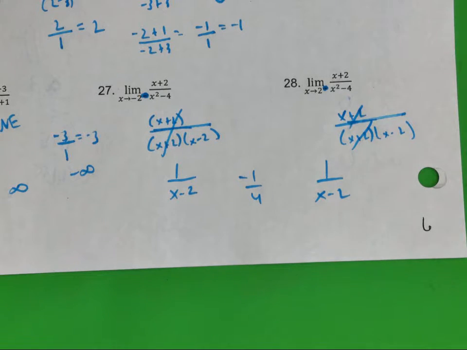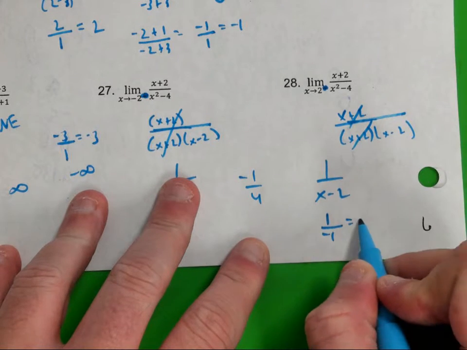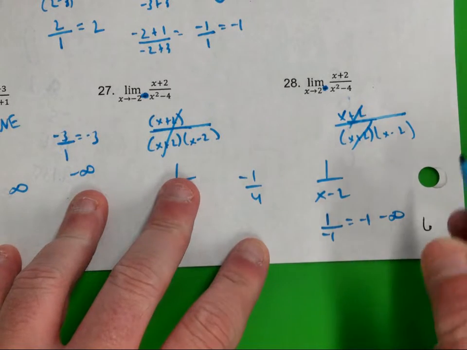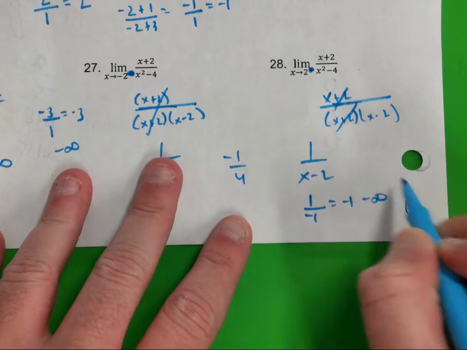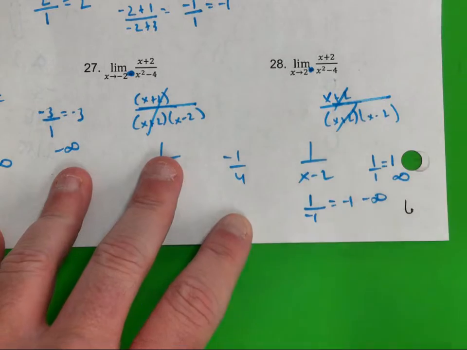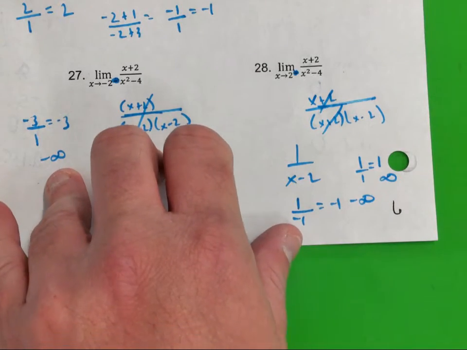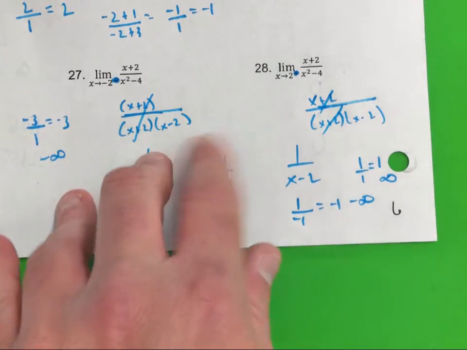What is to the left of 2? 1. That gives me a negative 1, which is negative infinity. I pick 3. What's 3 minus 2? I get 1 over 1, so that means positive infinity, doesn't it? So I got negative infinity. One side's going to negative, one side's going to positive. So what's my overall limit?